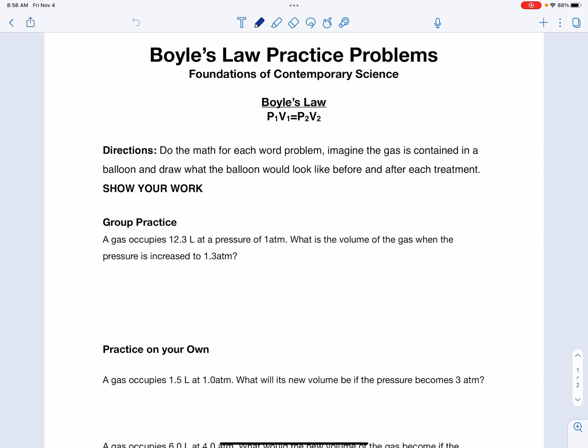We're going to do a little bit of work with Boyle's law that we introduced last time. Remember, it's this relationship between pressure and volume. They're inversely proportional, meaning if we increase the pressure on a gas, its volume will actually decrease, and vice versa. We're going to do a few word problems here. We're going to apply our Boyle's law formula up here.